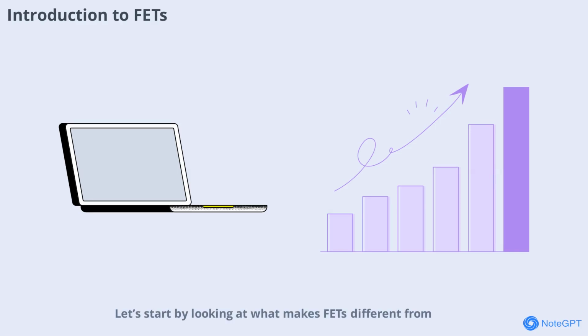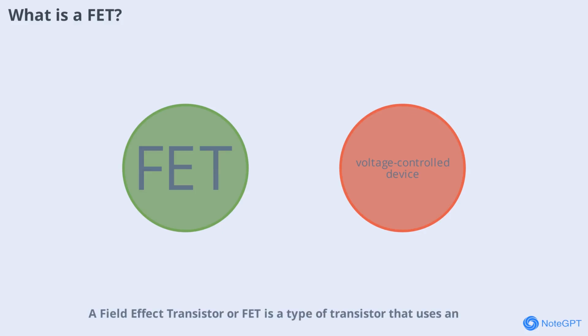Let's start by looking at what makes FETs different from other transistors and why they're so important in today's technology landscape. A field effect transistor, or FET, is a type of transistor that uses an electric field to control the flow of current. Unlike bipolar junction transistors (BJTs), which are controlled by current, FETs are voltage-controlled devices. This fundamental difference gives FETs several advantages, such as high input impedance and low power consumption. FETs are commonly found in amplifiers, switches, and digital circuits.